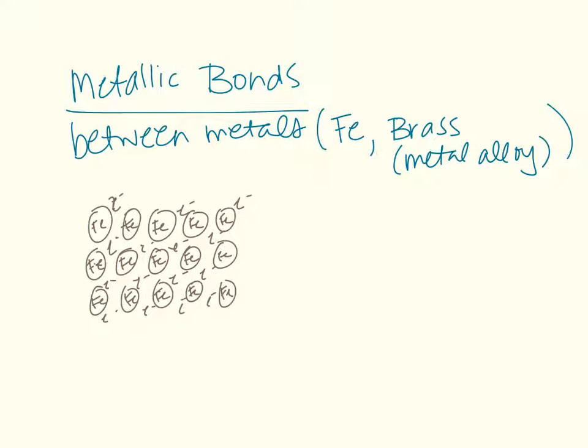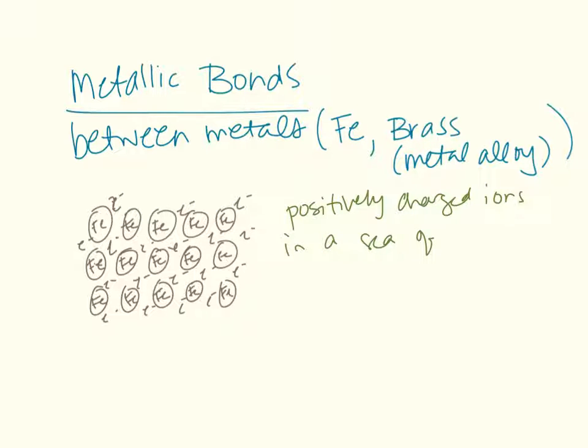And they're not in any kind of special order. So all these electrons are just kind of moving around in here anywhere they want to go. They're not held to any place, right? They just kind of hang out. And so we call this metallic bond, and it's when you have positively charged ions in a sea of mobile electrons.